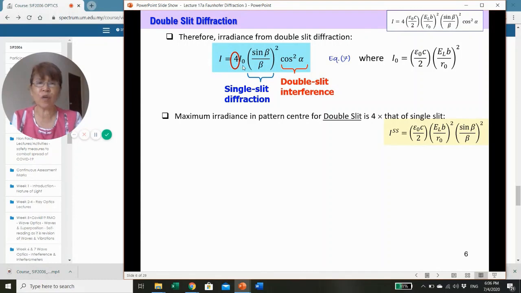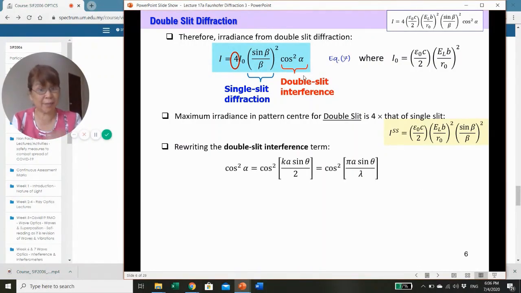Now the factor 4 here tells us that the maximum irradiance from the double slit is now 4 times that of the maximum from the single slit, because single slit was given like this. So if we ignore this double slit interference term, just looking at this term here, it's 4 times that of this. But of course, we have the interference term, don't forget that, for this double slit diffraction.